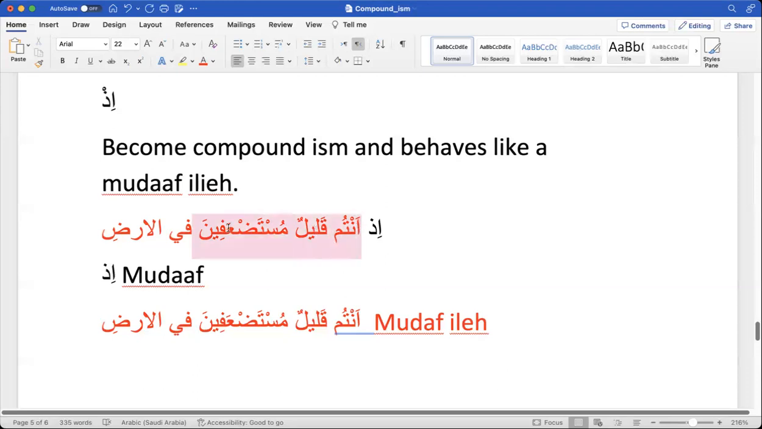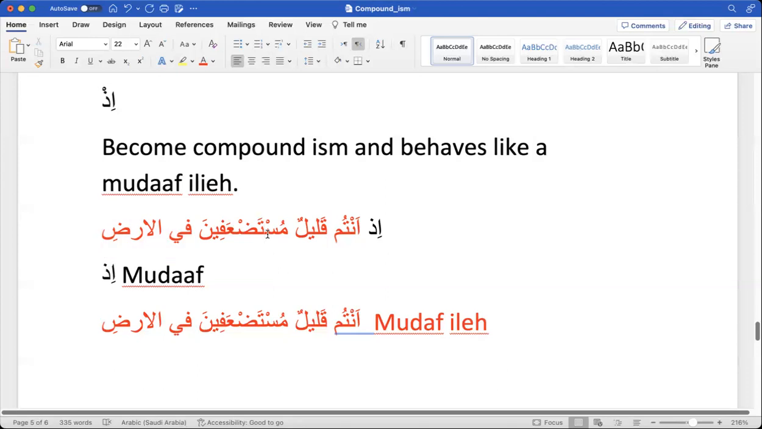Where is mubtada in antum qalilun? Antum is mubtada, right? The first pronoun is always marfu. Yes, pronouns are marfu status. What happened to you? You have already forgotten everything. All the pronouns I mentioned before are marfu, right? So the first marfu is antum here. So mubtada. Yes. Qalilun is khabar. Second marfu. Now mustazafina. Okay, fil ard is mutalliq bil khabar.